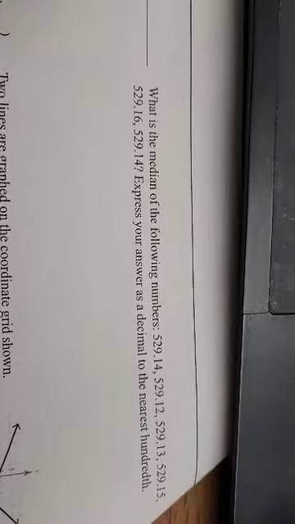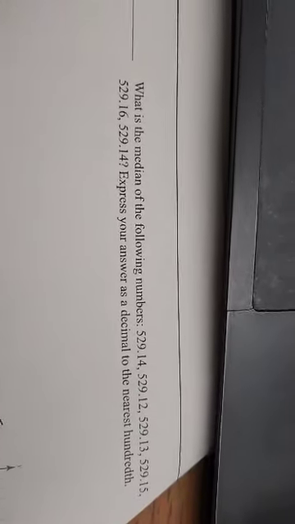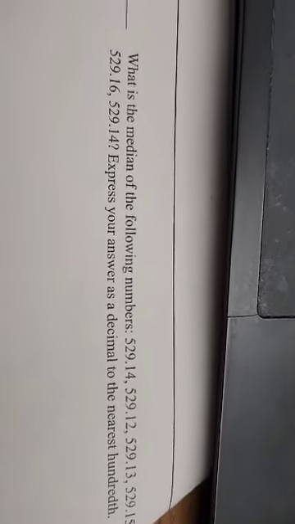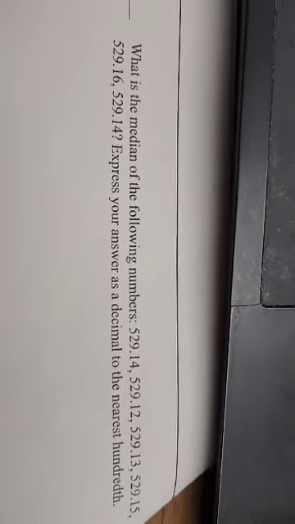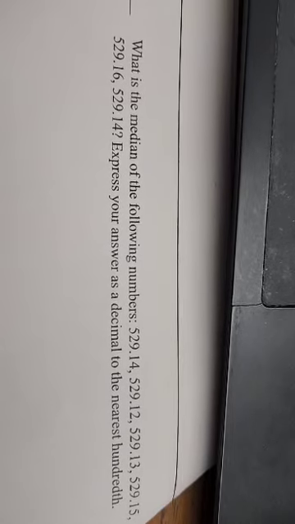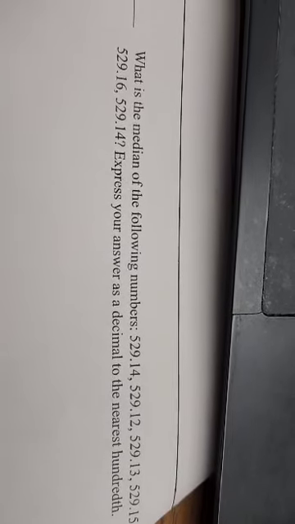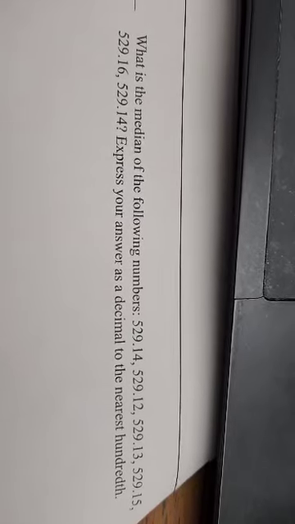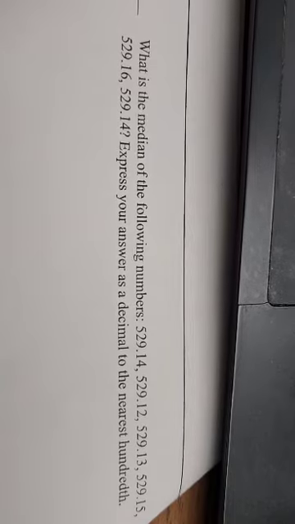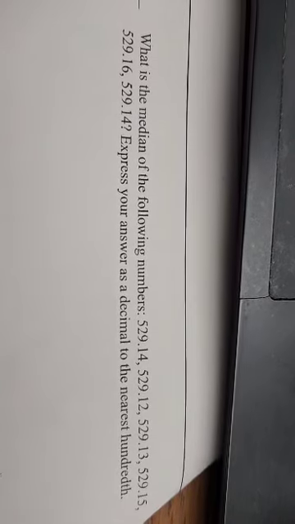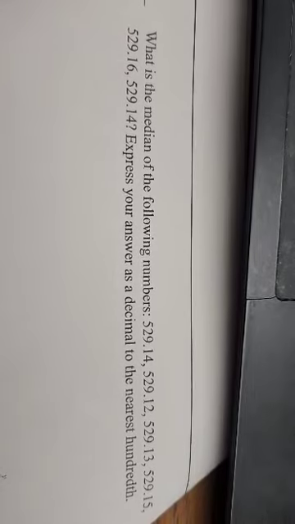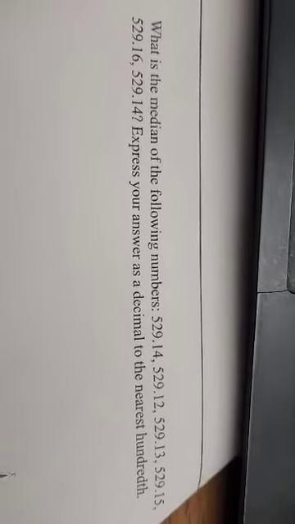Alright guys, this is the follow-up to the first 5 questions on last year's chapter test. The first question was, what is the median of the following numbers? They gave us 6 numbers, and all we have to do is put those in order from least to greatest and then find the middle. But when there's 6, you have to add the 2 in the middle up and divide by 2, because it's an even number. If it was an odd number, it'd just be the middle number.